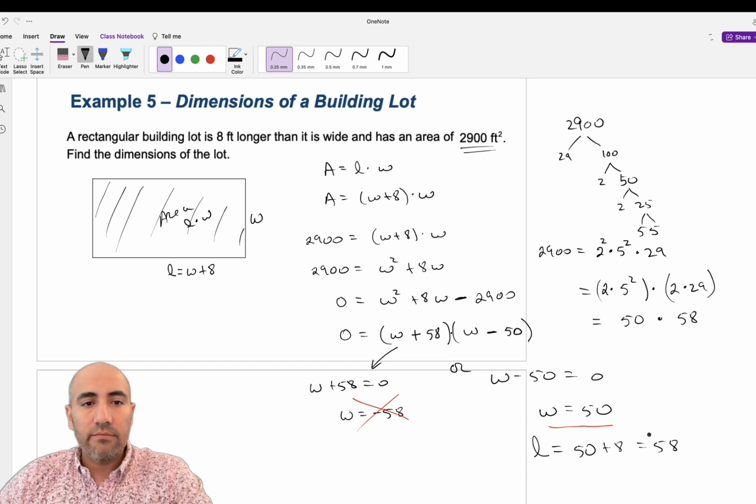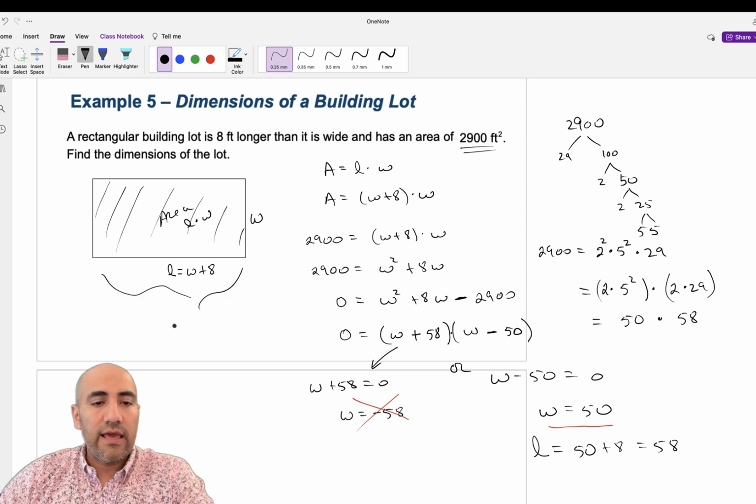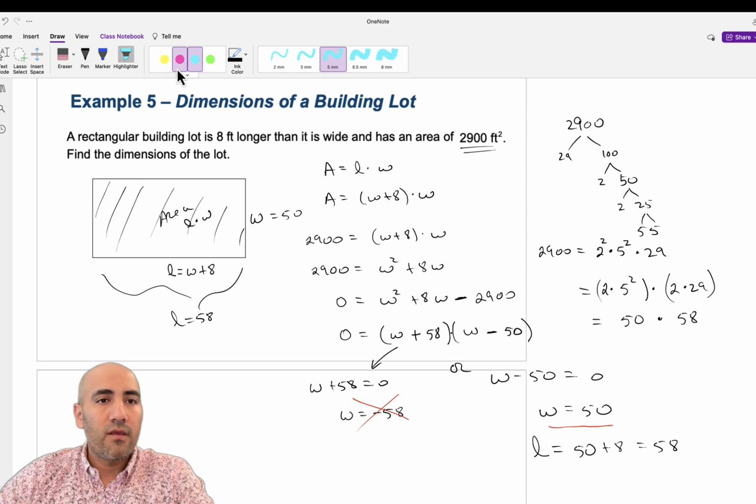All right, so we just confirm that it's true that if we multiply 50 times 58, which we already have over here, it equals 2900. And it's true that the length is 8 feet longer than the width. So it makes sense. We found our answers. This side, the L, is equal to 58, and this side is equal to 50, and they satisfy the conditions we have. The rectangular lot with the building is 8 feet longer than its width, and the area is equal to 2900.